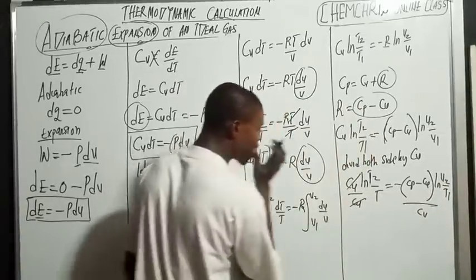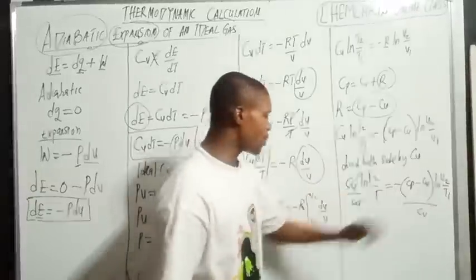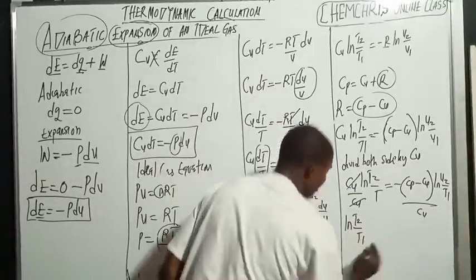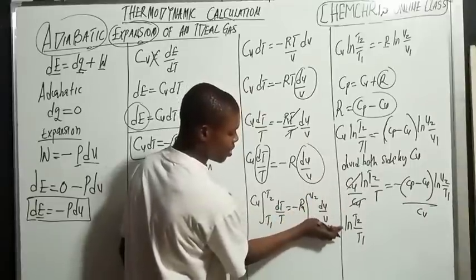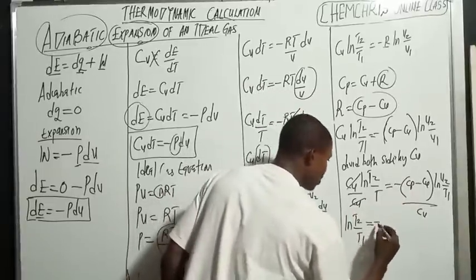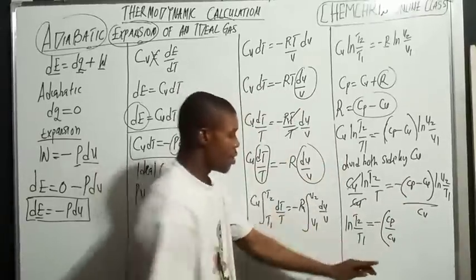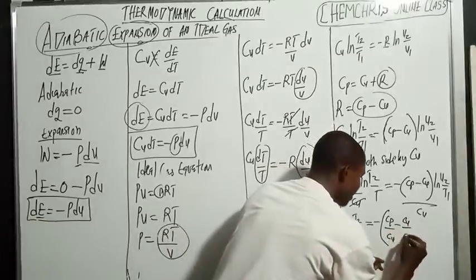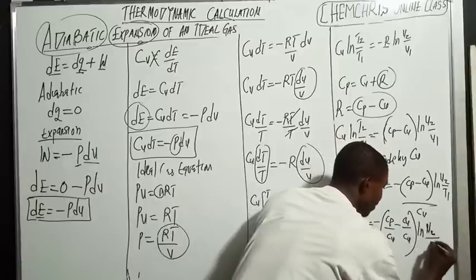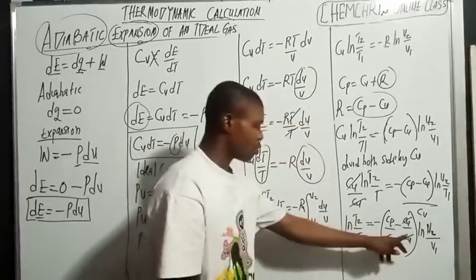So what I have left is that if I open this bracket, because of course I want to open this bracket, I have ln T2 over T1. You can see that this CV is not here again. So here we have ln T2 over T1 equals, now if I open the bracket, I have minus here, right? So it will be CP over CV minus CV over CV, ln V2 over V1. Can you see that? So you can see that this and this will go out. Here we have 1.